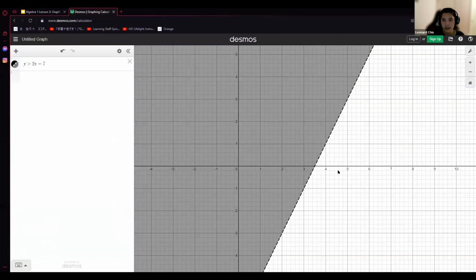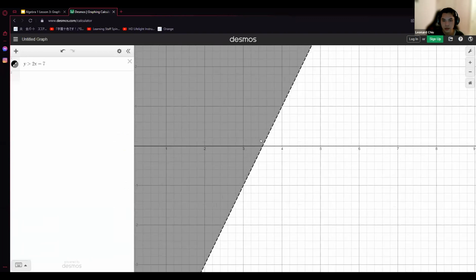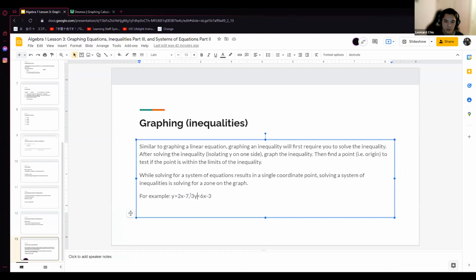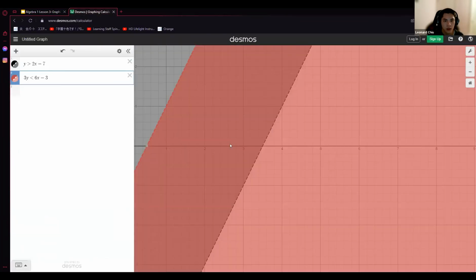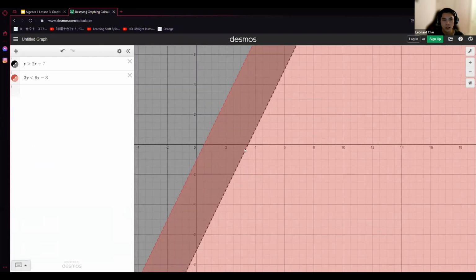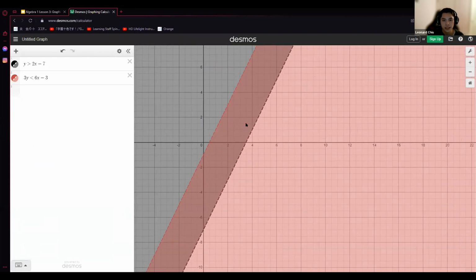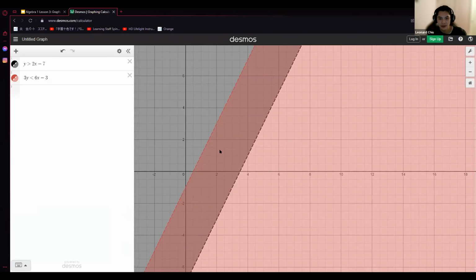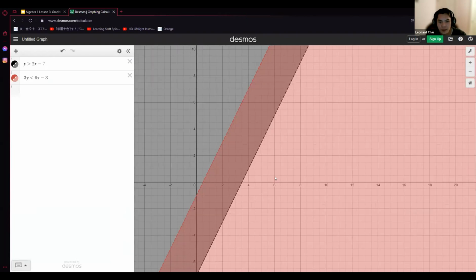We have this equation right here. This dotted line right here is y equals 2x minus 7. And this zone area right here is y is greater than 2x minus 7. Now, let's do a second equation. This is the equation right here. Actually, this is a bad question because I just realized the slopes are the same. But, all right, let's keep going.